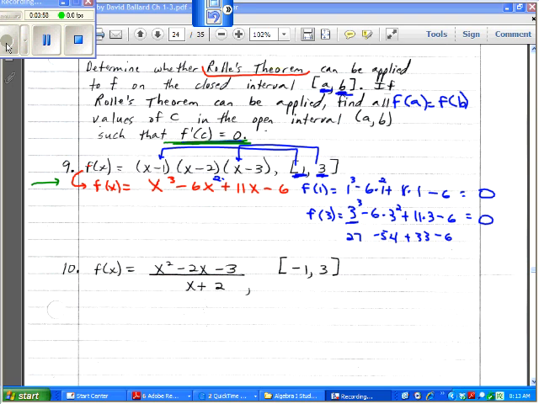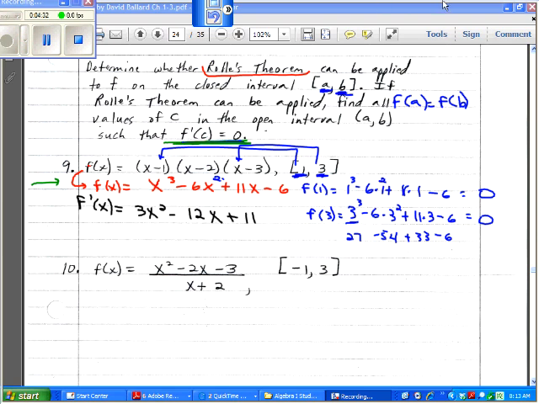So we now want to find that C value or C values that would create a tangent or a derivative of 0, or a tangent line with a slope of 0, which would create a critical number, possibly a maximum, minimum, or later on maybe even a point of inflection. So we're going to take the derivative. We're going to have f prime of x is equal to 3x squared minus 12x plus 11.